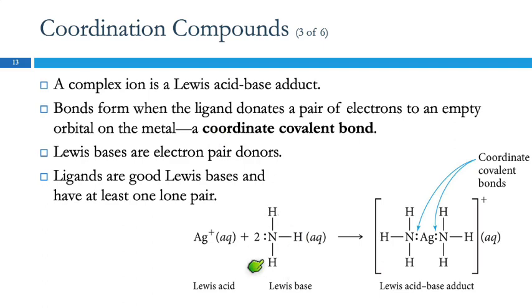So here, NH3 is a good ligand because it's got this lone pair. Silver plus has empty 3d orbitals, and so these electrons can go into those orbitals, and we get this acid-base adduct. So the silver ion is accepting the electron pairs, and the ligands are donating the electron pairs.